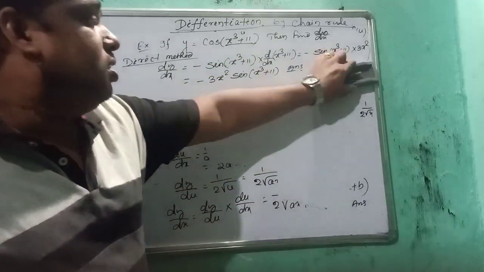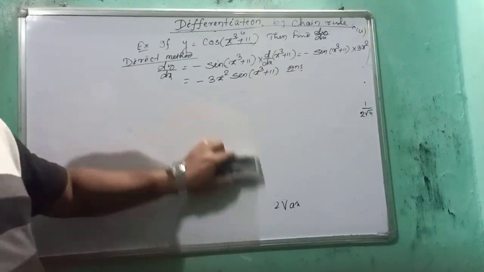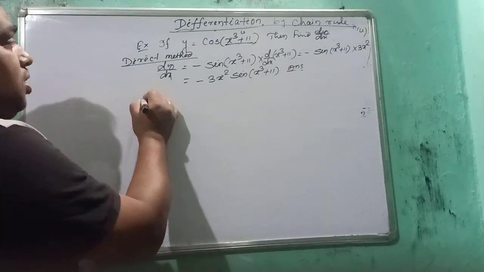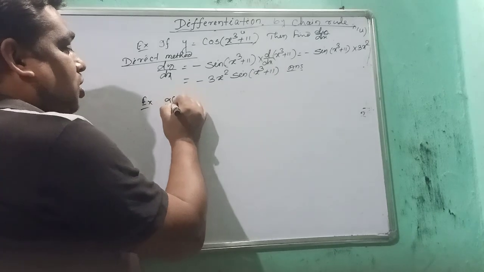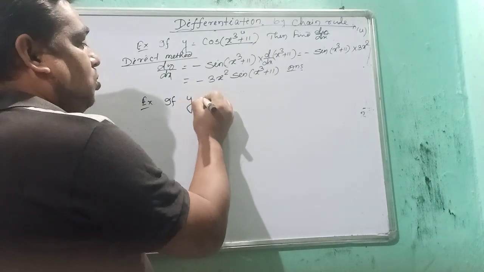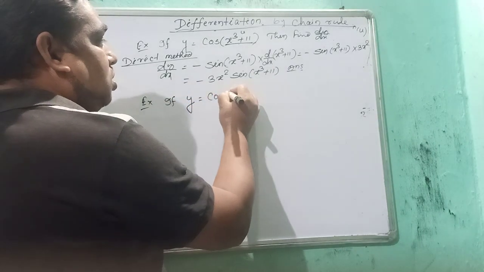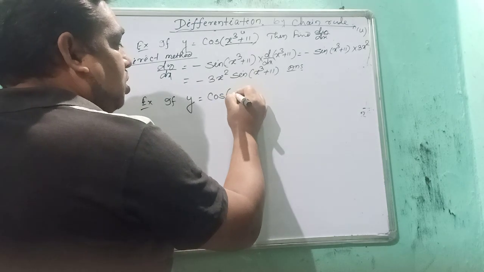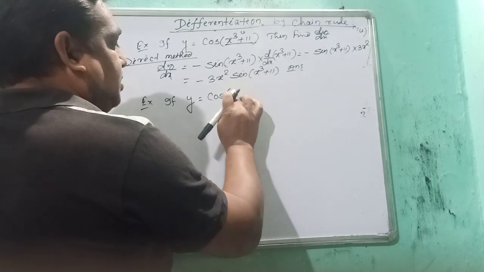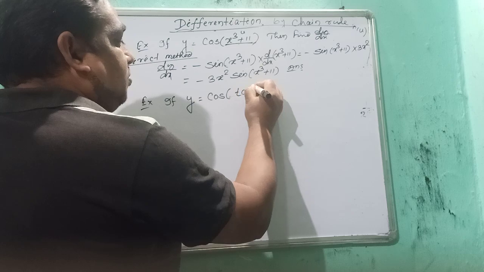Similarly, let us solve another example using the direct method. If y is equal to cos of tan inverse x, cos tan inverse x.